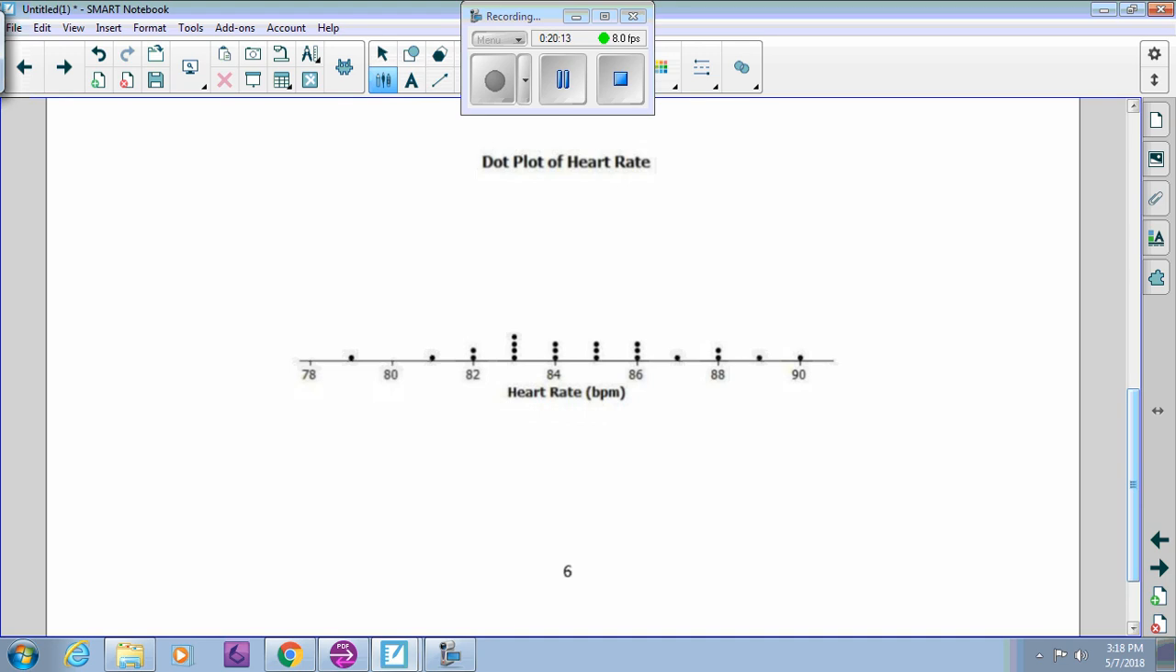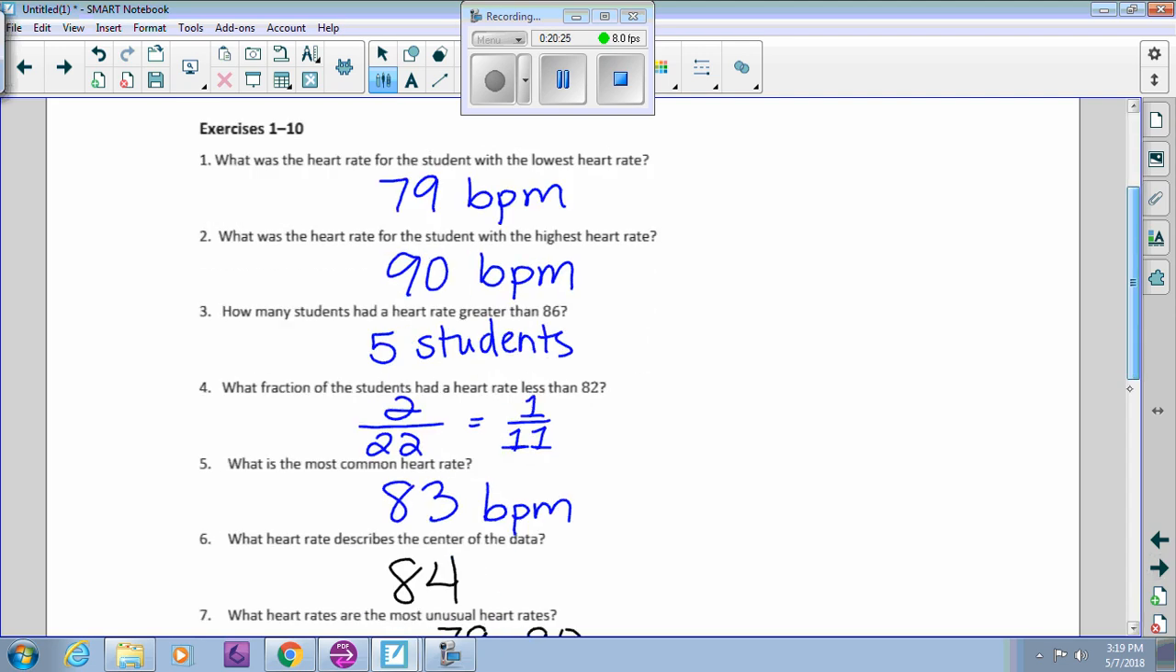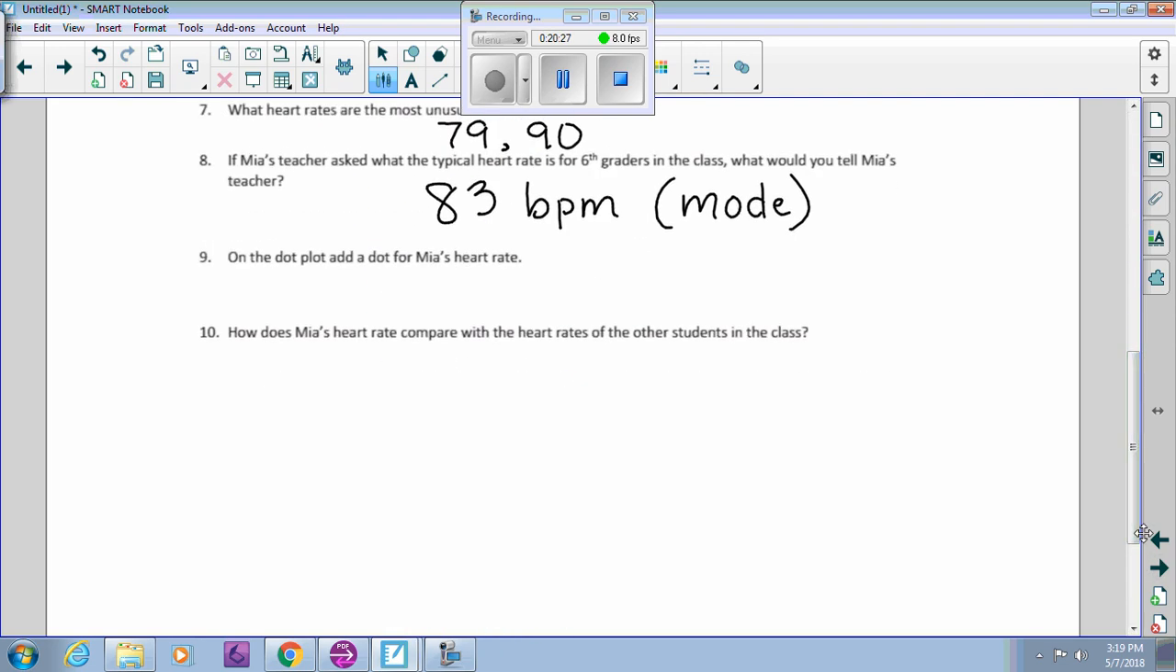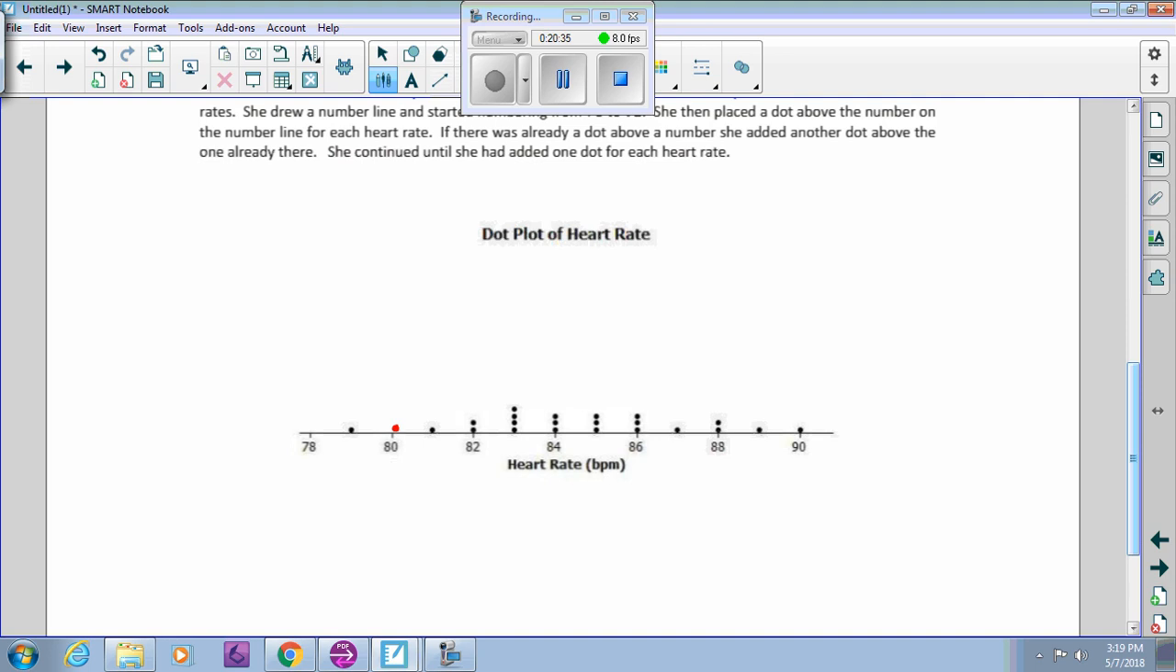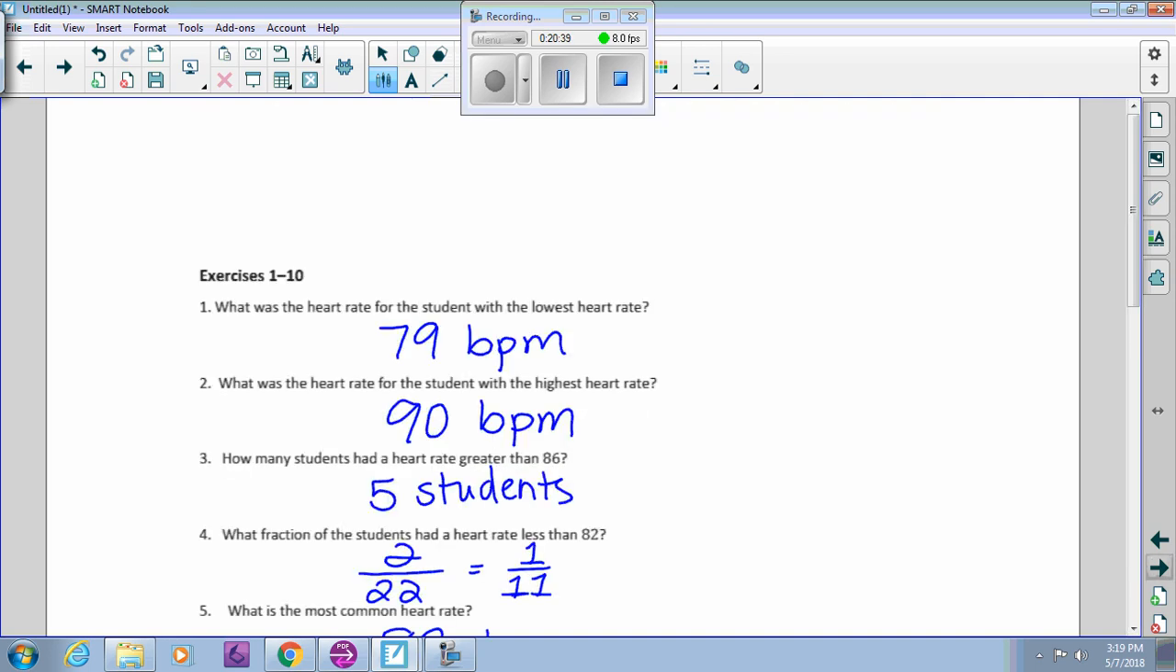So you've got to be really consistent here. You're not going to intersect these dots with the line. You're just going to put a dot resting right above the line. Right, so that's where Mia is on 80. How does Mia's heart rate compare with the heart rates of the other students in the class? So if we look back, Mia's heart rate is on the low end, right? So her heart rate tends to be a lot lower than these other people.